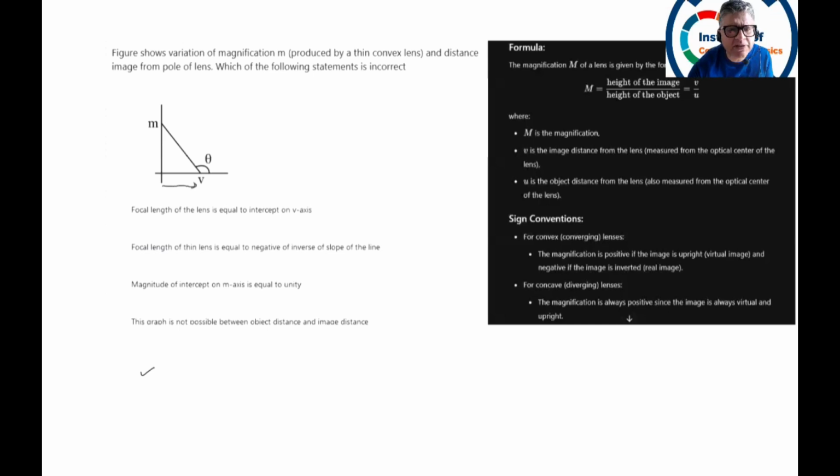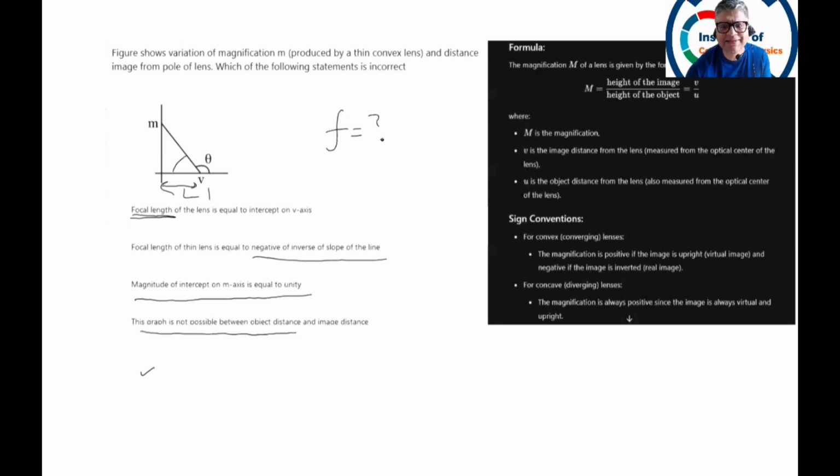So focal length is equal to the negative of the inverse of the... we have to establish the relationship of the focal length with the intercept. This is the intercept, and we have to decide how the focal length is linked to this. But let's see. The magnitude of the intercept on the m-axis is equal to unity. So he says this is unity. The graph is not possible between object distance and image distance. Okay. Let's look into the choices.